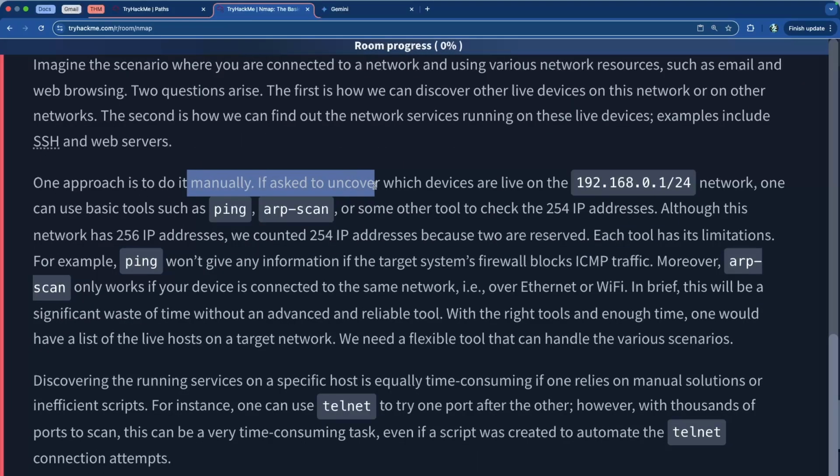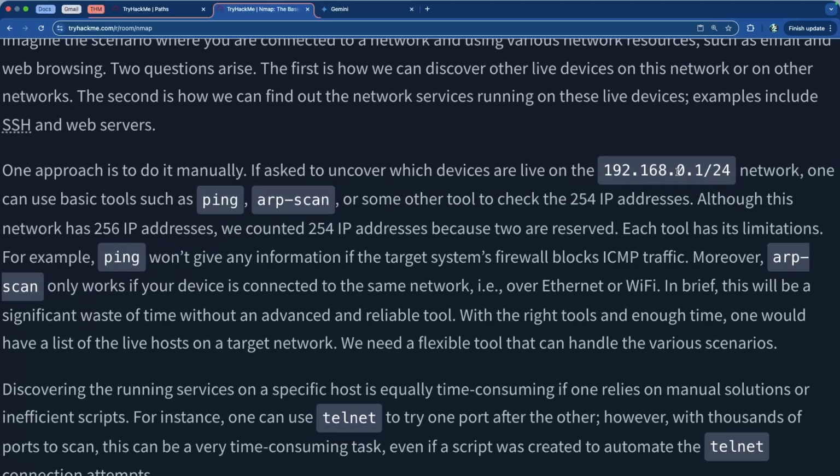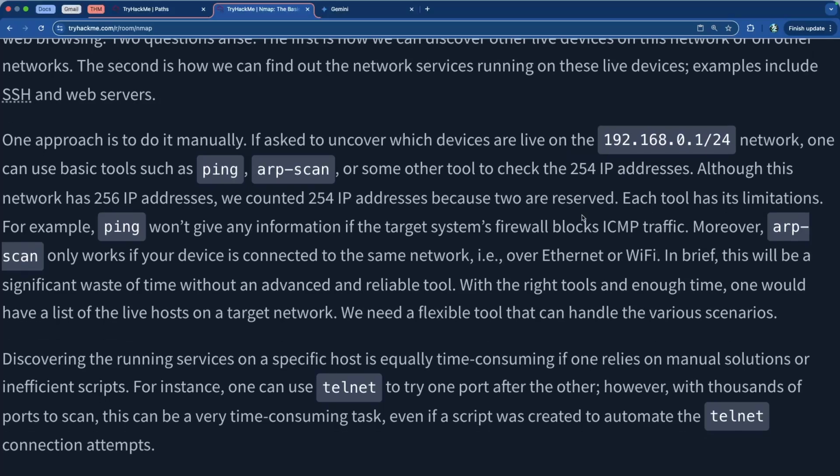So one approach would be to do it manually. If you had to do it live on this particular IP range, for example, you can use a tool like Ping or ARP Scan, or you can even use some other tools to check the 254 IP addresses that are available on this particular subnet. We did an entire episode on network protocols and network basics, so you should know what a subnet looks like. When you see the /24 right here, you would assume that 3 octets are filled in and the last octet is being changed. So that means on this particular subnet, you have 254 potential IP addresses.